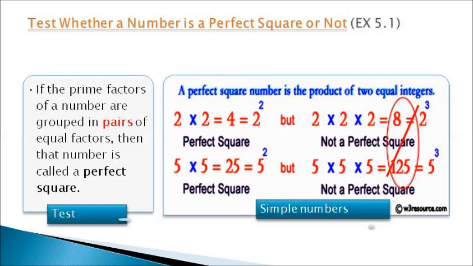Whereas number 8 is not a perfect square. Why? Because look at the prime factors of number 8. 2 multiplied by 2 multiplied by 2. So we have 2 here 3 times, which is not making a pair. One pair will be made 2 into 2, but one 2 factor will be left alone. So this is not a perfect square. Similarly, for number 125, when you convert it into prime factors, you will get 5 multiplied by 5 multiplied by 5. First two factors will make a pair, but the third 5 will remain alone. Again, this is not a perfect square. So this can be easily identified in simple numbers.